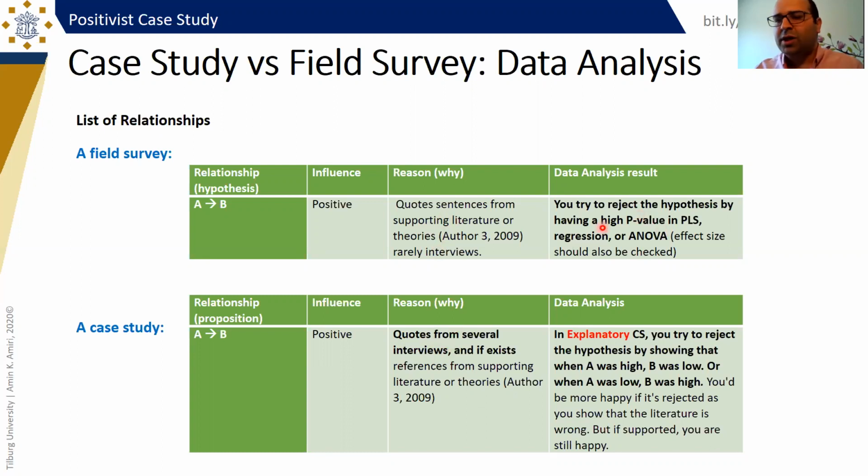Here, you use regression analysis, PLS, ANOVA to reject a hypothesis. The goal is rejecting a hypothesis. Here, again, the goal is to reject a hypothesis. So if there's a relationship between A and B and it is positive, in your data, you try to show that when A is high, B is low. You look for these kinds of cases to reject this hypothesis. Or when A is low, B is high.